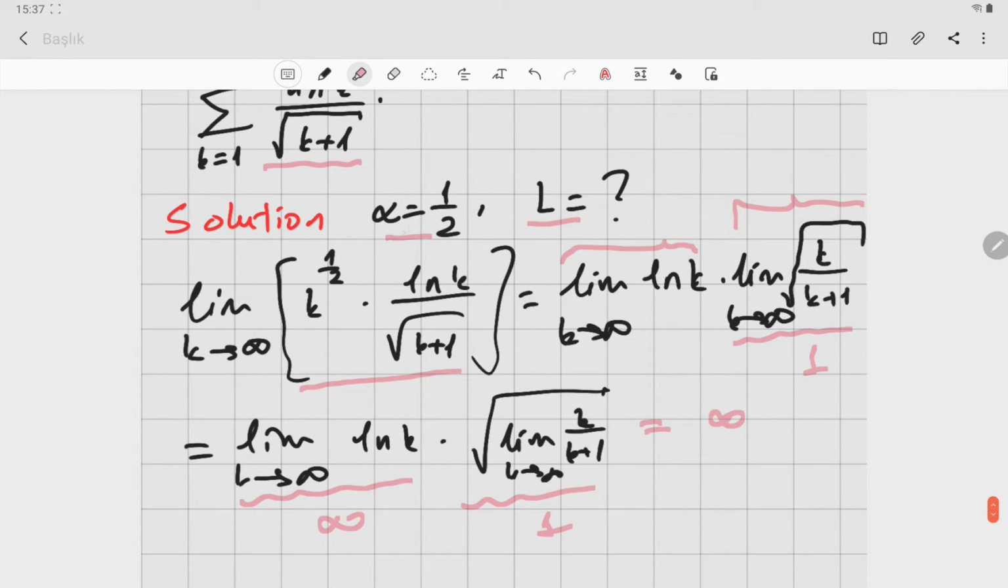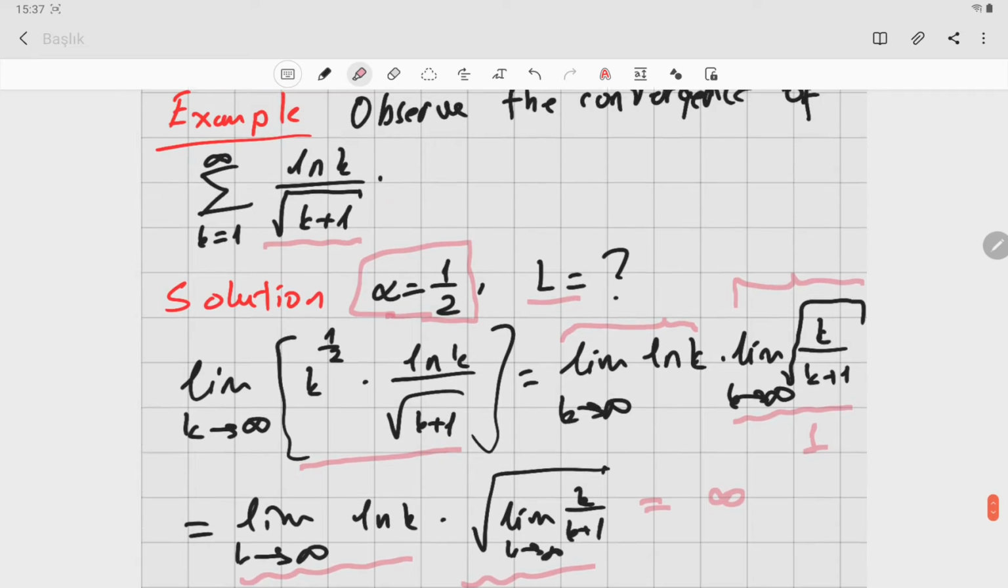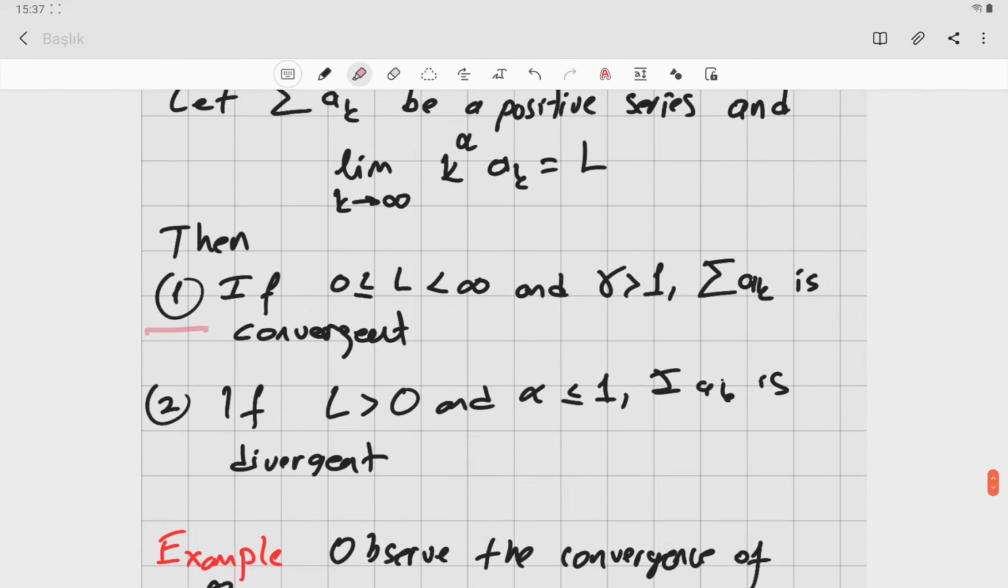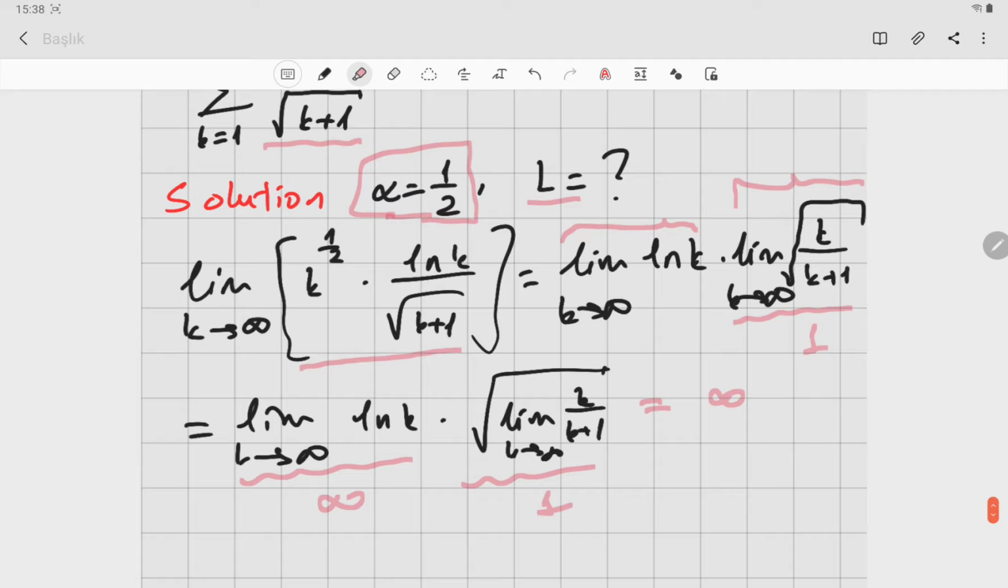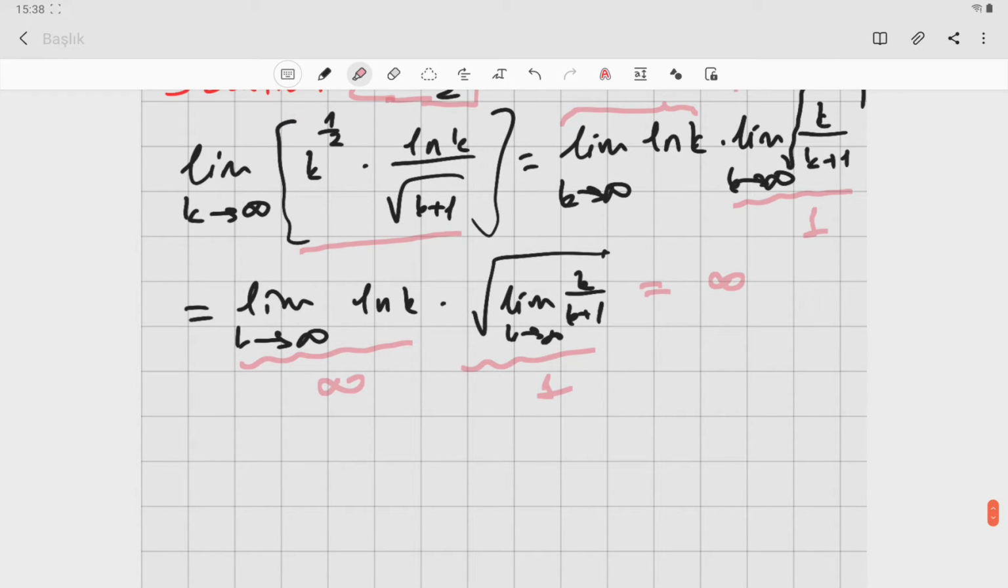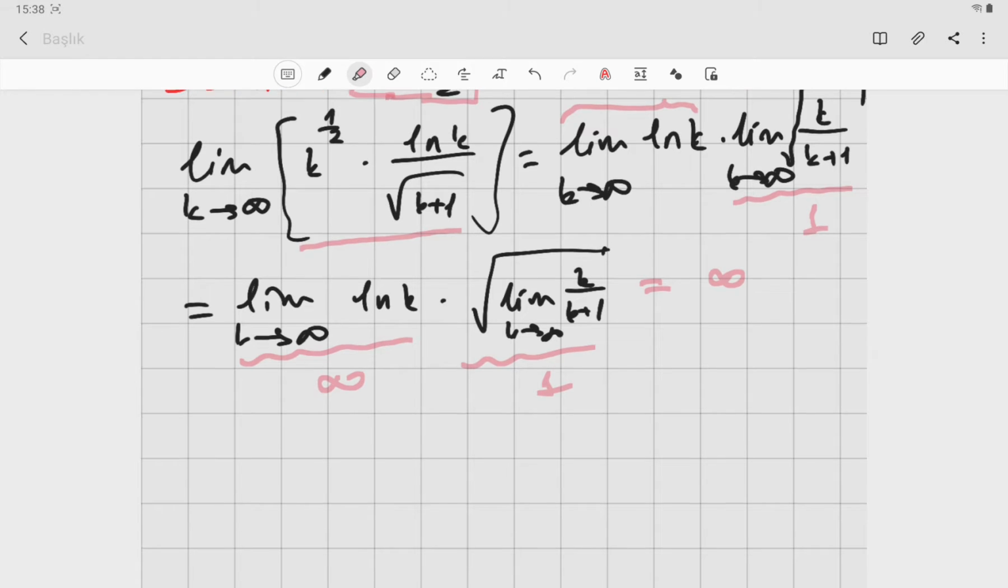So our alpha is equal to 1 over 2, and L is greater than 0. Then our limit test, as we learned, says our series is divergent. I mean this second item. Yes. And we choose alpha smaller than or equal to 1, and we found L is greater than 0. So the test says our series is divergent.